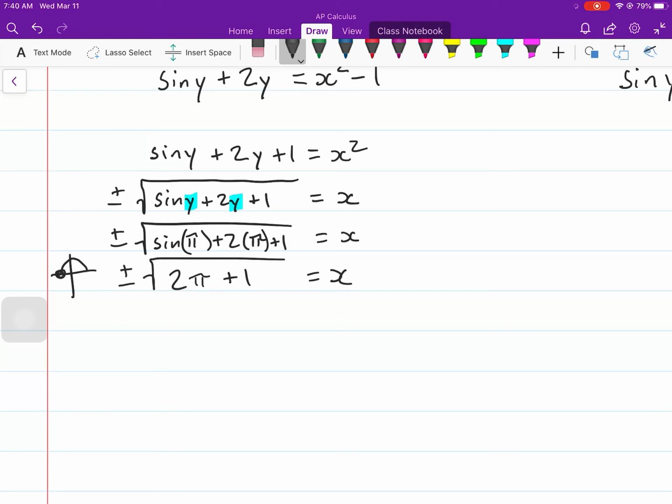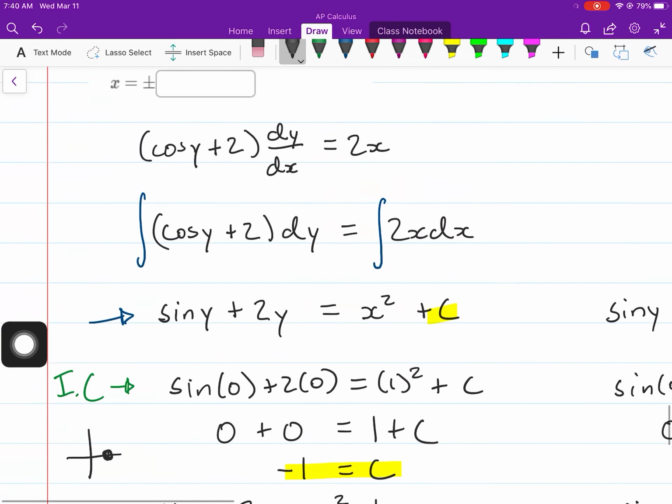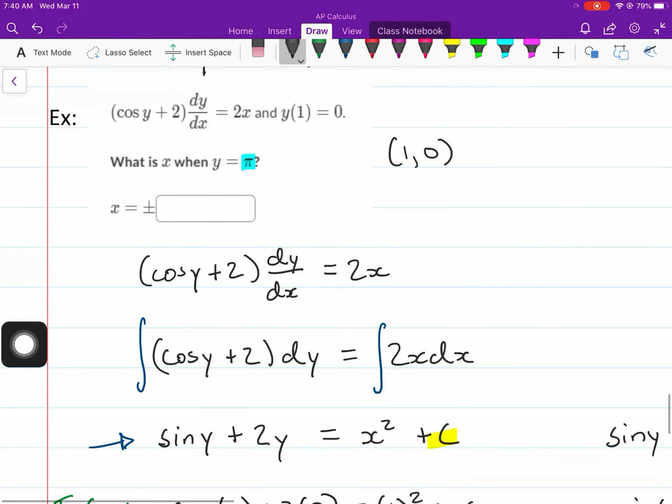equals x. So now which one do we go with, plus or minus? Well, in this case, it's not really obvious which one we go with, so you'll see right there in the answer it says plus or minus, so you're just going to go with that. Put the square root of 2 pi plus 1.